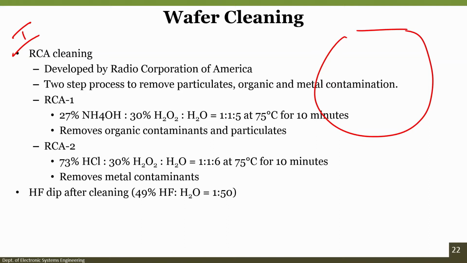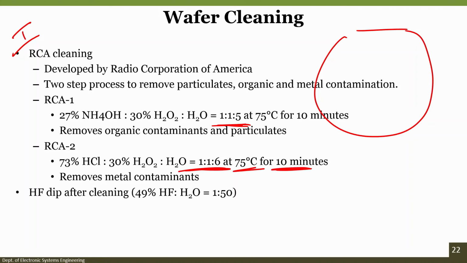You take it out, rinse it with DI water, and you can dip it in another solution, which is 70% HCl to 30% H2O2 to H2O in a 1:1:6 ratio. I am sorry, in the earlier one also I may have wrongly mentioned 1:1:15. It is 1:1:5. In this case, it is 1:1:6, and the temperature is 75 degrees centigrade for 10 minutes. So, RCA 1 and RCA 2 are two steps.